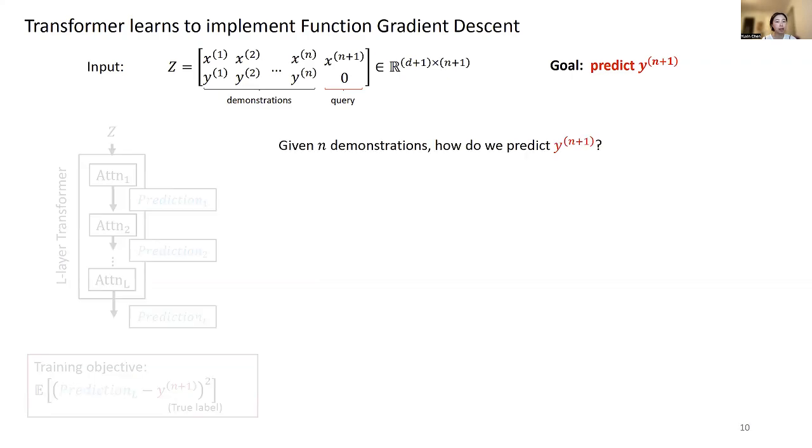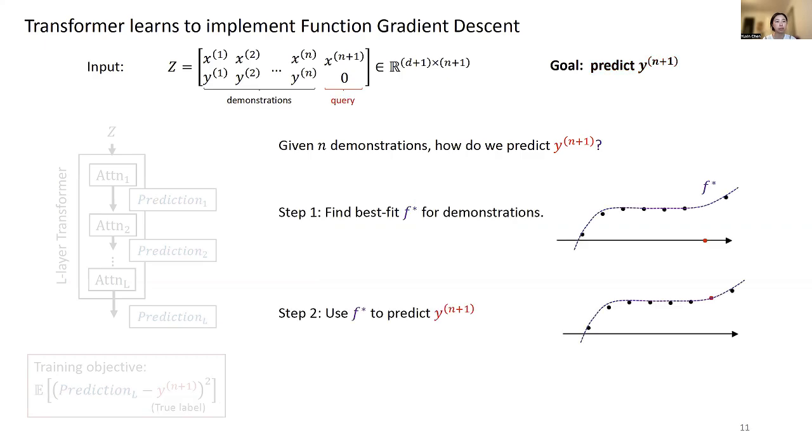Let us entirely forget about transformers for a moment and ask ourselves the question, how do we predict yn plus 1 given n demonstrations? Here is a very intuitive two-step procedure. First, we look at the demonstration points and find the best fit function from some class of functions. Second, we use the best fit function to predict yn plus 1.